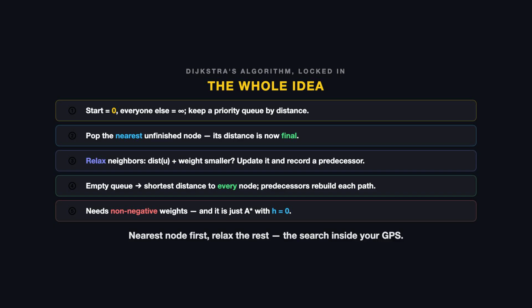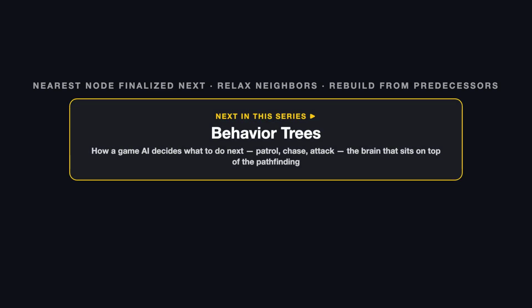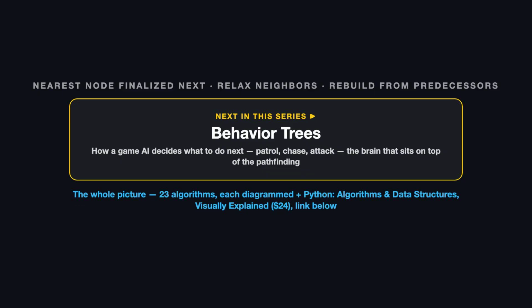It needs non-negative weights, because that final on-pop promise depends on them. And it is simply A star with the heuristic switched off. That is the whole idea. So that is Dijkstra's algorithm. Distances start at infinity, the nearest node is always finalized next, and predecessors rebuild the route. The search living inside your GPS. We have built a real toolbox now. Big O, sorting, hash tables, trees, A star, and now shortest paths.